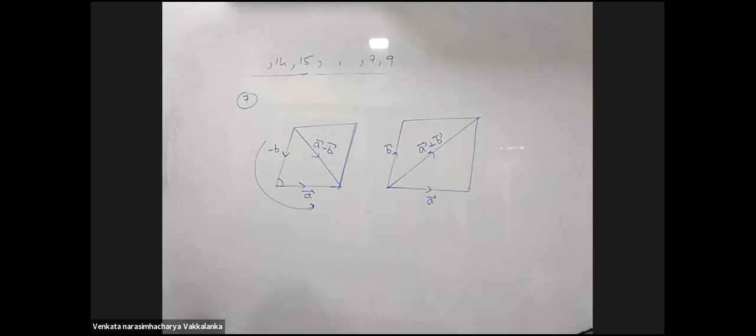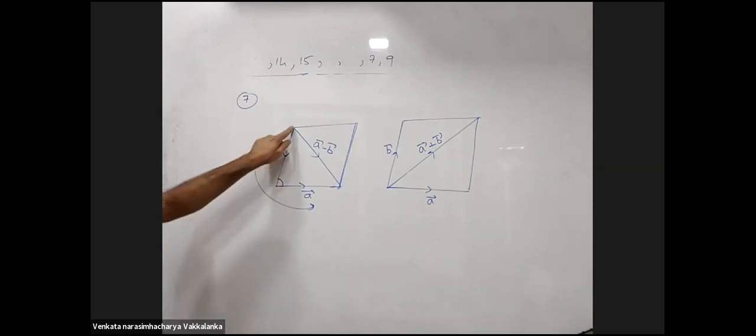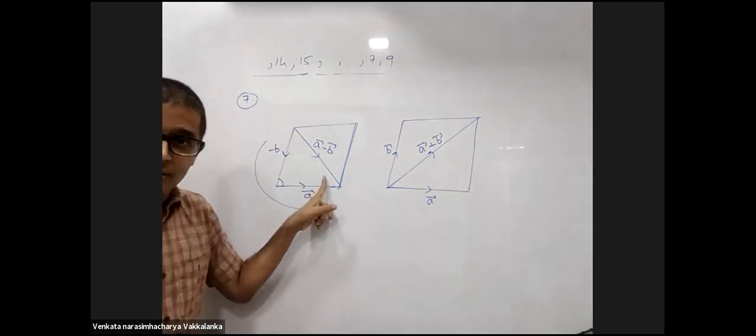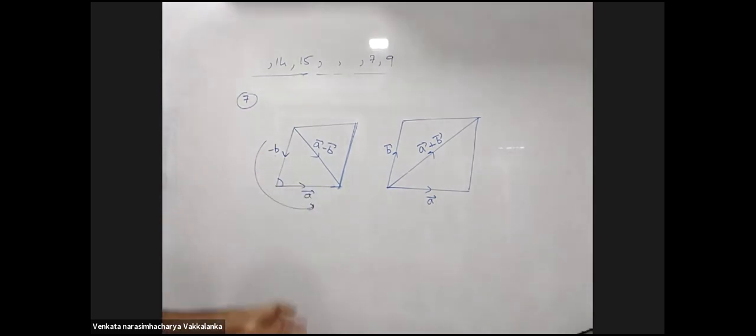So A minus B is a minor diagonal of the parallelogram. What are you confirming? I drew it and showed it to you. You are confirming if I am alert. Obviously, A minus B will be the minor diagonal of the parallelogram. Can you see it?